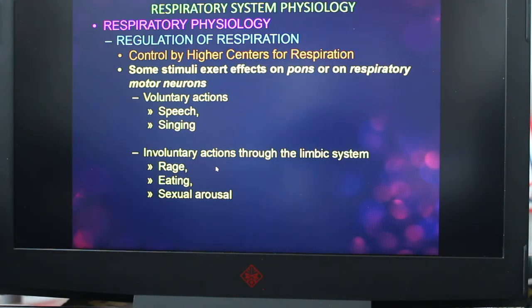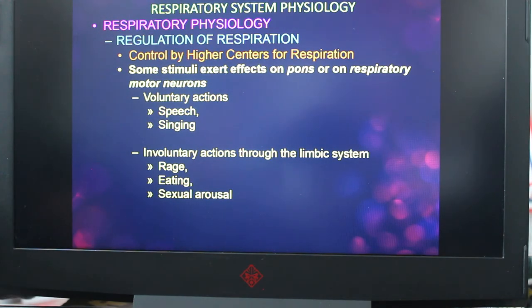nervous system. So those were the reflexes, and we have higher centers for respiration control. Some stimuli exert effects on the pons or on respiratory motor neurons. These may be voluntary actions like speech, singing, or shouting out. And there may be involuntary actions through the limbic system, like rage, eating, or sexual arousal.